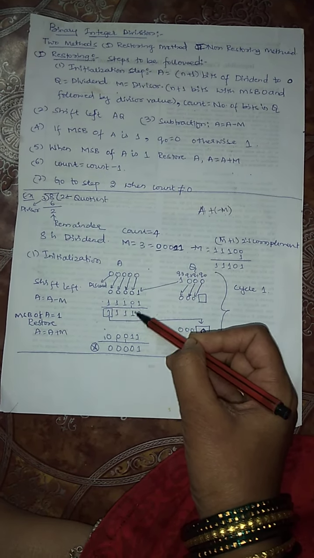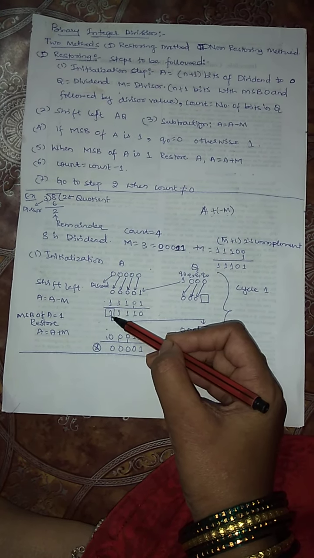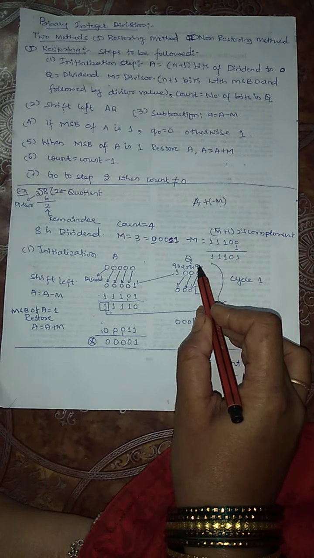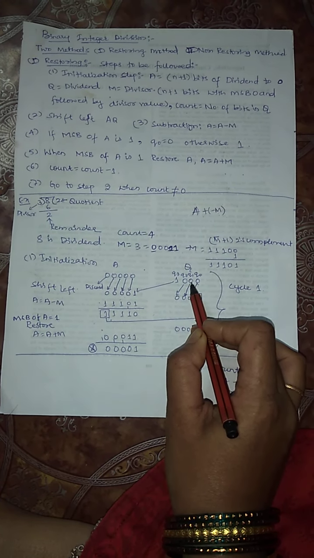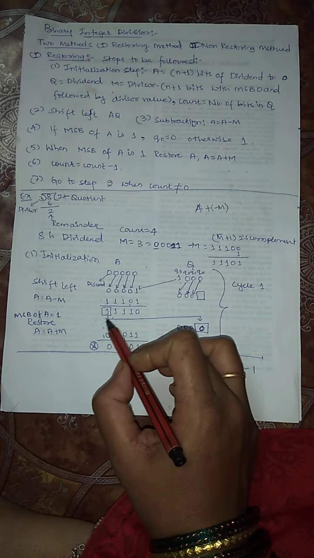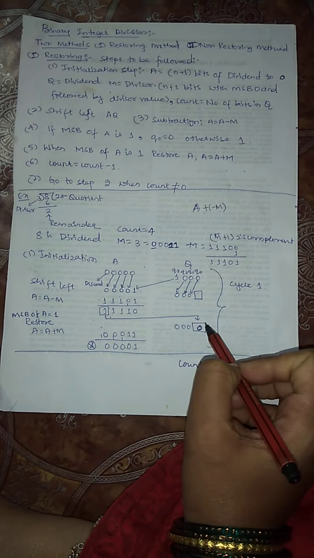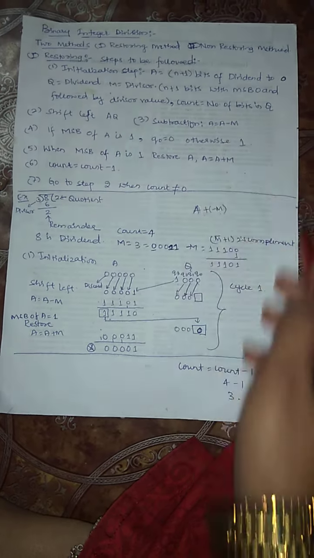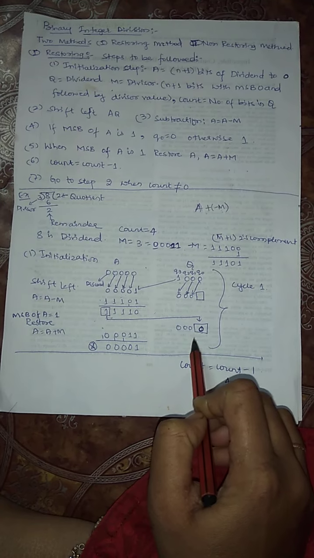1 plus 0 is 1, 0 plus 1 is 1, 0 plus 1 is 1, 0 plus 1 is 1. So now decide the value of Q naught. See, this is the Q register. The last one, the LSB, is Q naught, then Q1, Q2 and Q3. Here the MSB value of A is equal to 1. When the MSB value of A is 1, Q naught will be 0. So we are setting the value as 0 here.